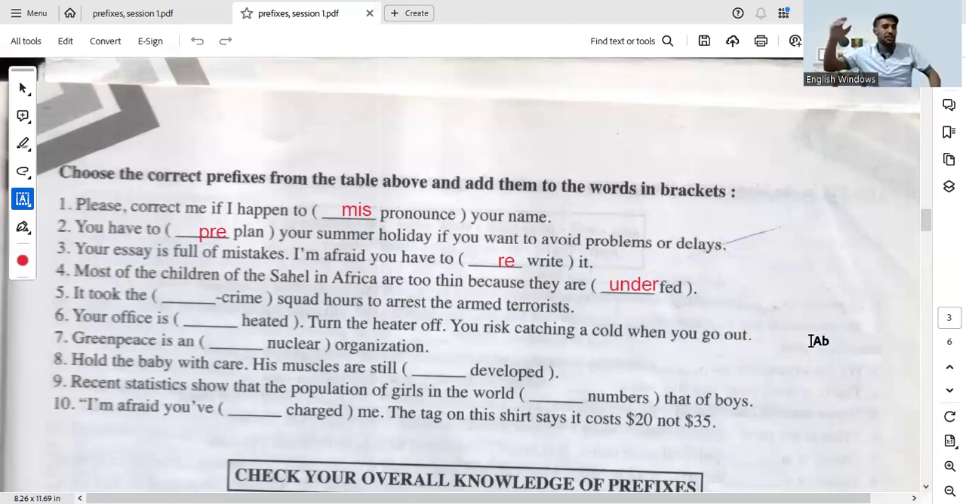Many children in Gaza, not children, but many people in Gaza are underfed because of the war of the Zionists against Gaza and people in Gaza.